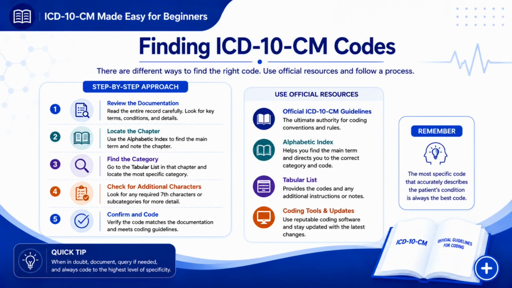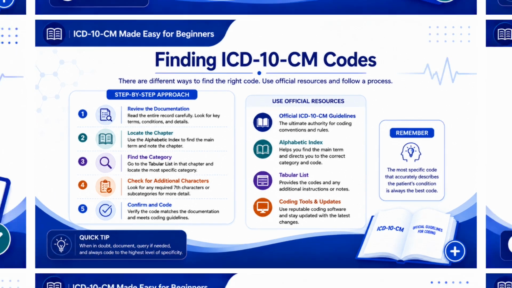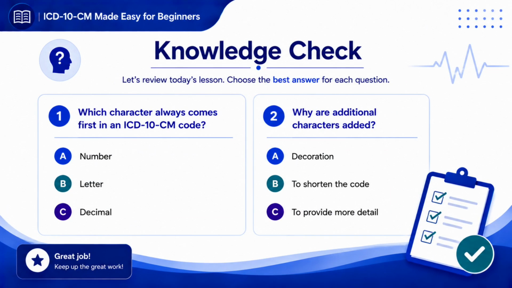Medical coders don't memorize thousands of ICD-10-CM codes. Instead, they use coding resources such as the ICD-10-CM manual to locate and verify the correct diagnosis code based on the provider's documentation. Understanding how codes are structured makes this process easier and helps coders assign accurate and specific diagnosis codes. Let's review what you've learned.